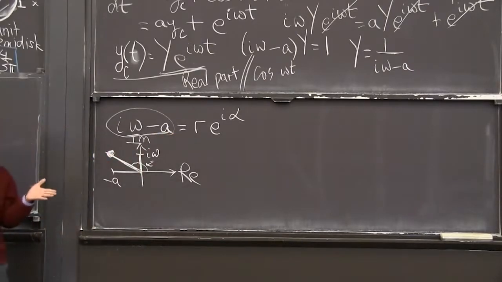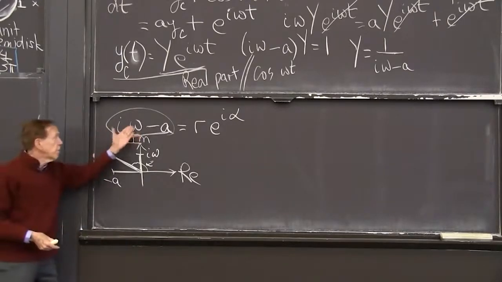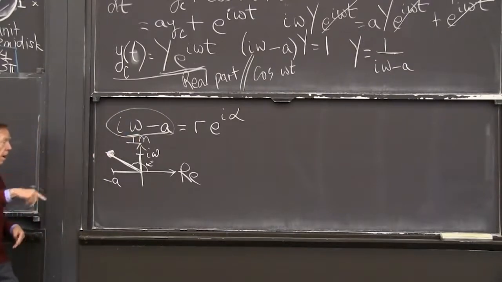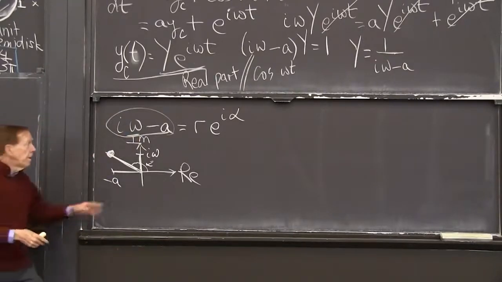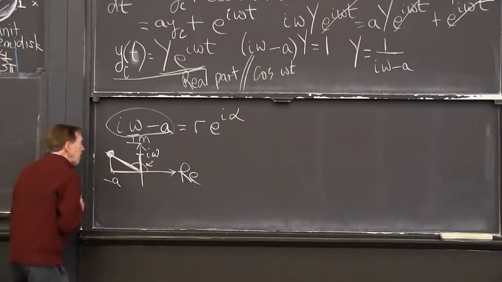So I have those two things to find. That's called putting the number into its polar form. This is its rectangular form, real and imaginary. This is its magnitude. And now what is the magnitude of that?